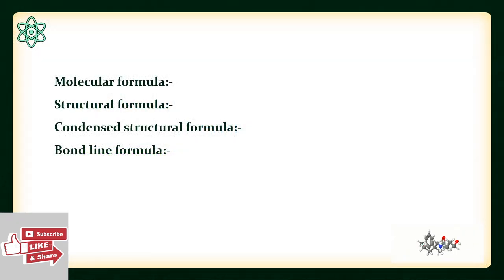There are different ways in which we can represent an organic compound. The first way is known as the molecular formula, then structural formula, condensed structural formula, and bond line representation. We'll take a simple example of propane and represent it in all the forms.